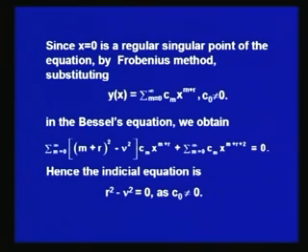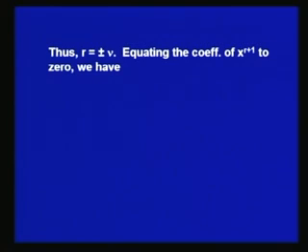Now, this equation is an identity, therefore, the coefficients of various powers of x can be equated to 0. When we equate to 0 the coefficient of the least power of x in it, that is, the coefficient of x to the power r, we get the indicial equation. The indicial equation is therefore given by r square minus nu square equal to 0, as c naught is not equal to 0, and this gives us the roots of the indicial equation as r equal to plus minus nu.